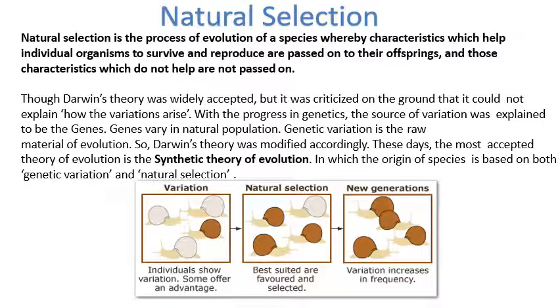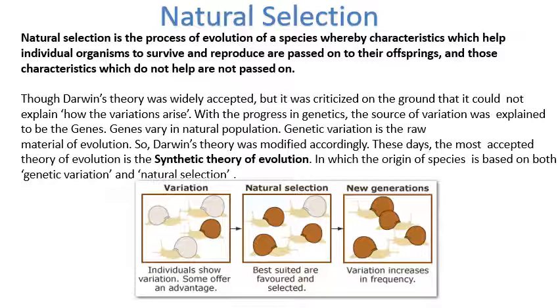Natural selection. Natural selection is the process of evolution of a species whereby characteristics which help individual organisms to survive and reproduce are passed to their offspring, and those characteristics which do not help are not passed on. Darwin's theory was widely accepted, but it was criticized on the ground that it could not explain how the variations arise. With the progress in genetics, the source of variation was explained to be the genes. Genes vary in natural populations. Genetic variation is the raw material of evolution. So, Darwin's theory was modified accordingly.